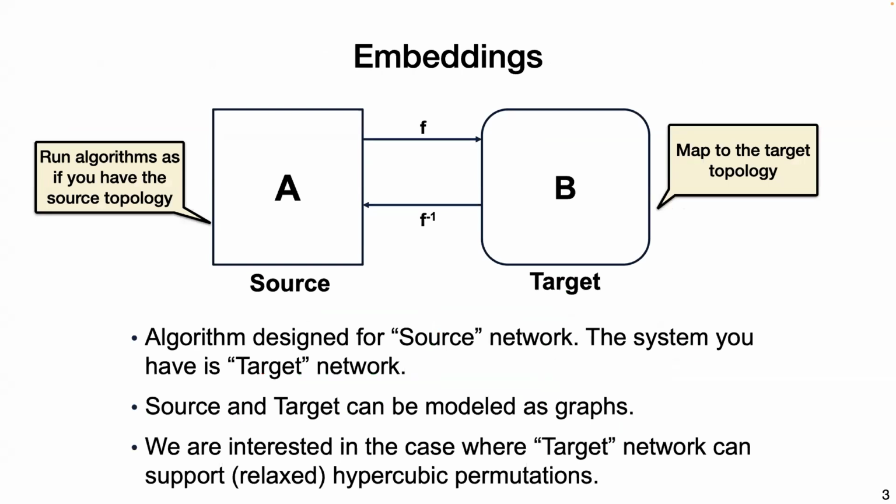So for embeddings, you have some algorithm that is designed for the source network. And you actually have a target network, which is the system that you actually have. You would like to design algorithms for a source network, maybe because it's logically easier to design for those things. And you want to run the algorithm logically on the source network, but you want it to achieve primitive runtimes of the target network.